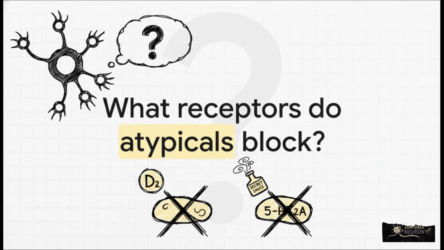Time to snap back to attention for a quick pop quiz. And speaking of the old joke from the Confused Neuron channel, why did the confused neuron misfire? Because it forgot its receptors. Corny, I know, but please don't make a simple mistake on your exam. If you are asked what receptors atypicals block, remember, they block both D2 and 5-HT2A receptors. That serotonin blockade is literally the secret sauce.